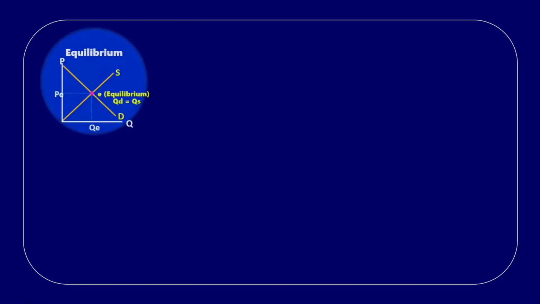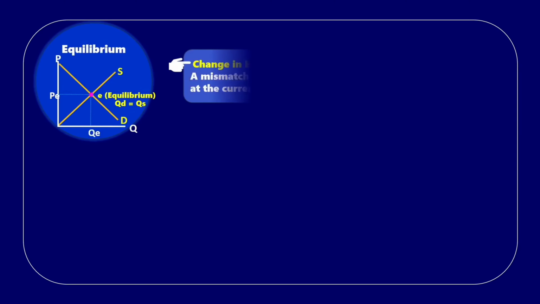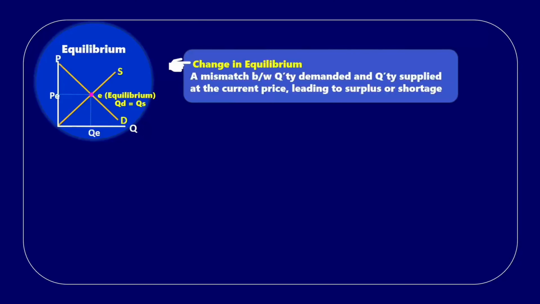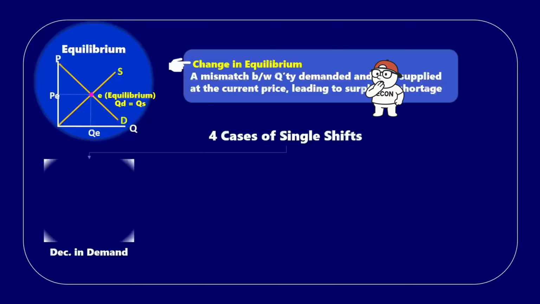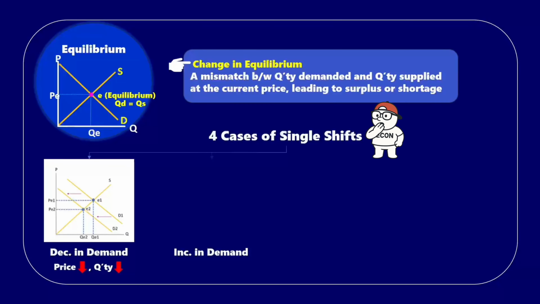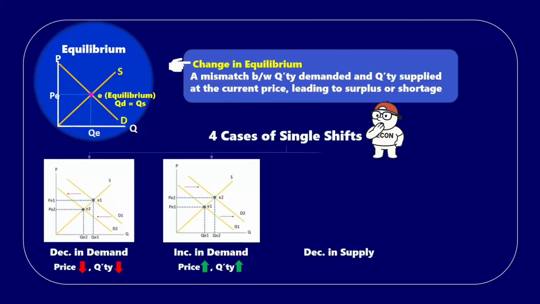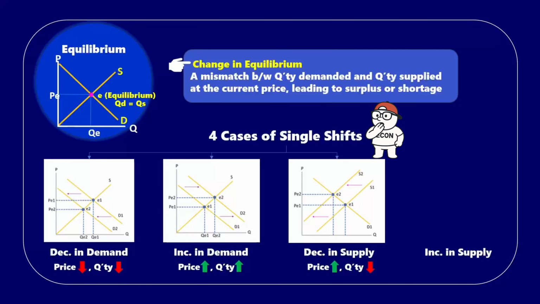Now let's talk about what actually changes the equilibrium. A change in equilibrium happens only when demand or supply shifts, not price changes or movement along the curve. That shift creates a temporary surplus or shortage, which pushes price or quantity to a new equilibrium. And there's actually only 4 cases. But I suggest not memorizing this, but instead thinking through what actually happens when demand or supply shifts.